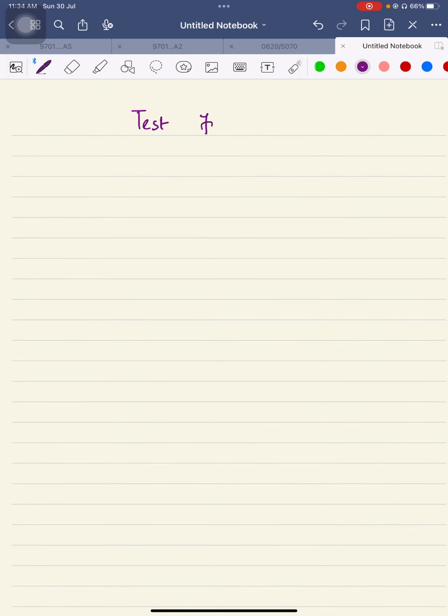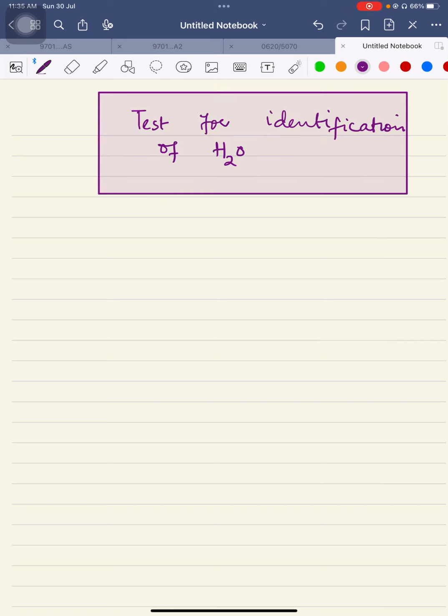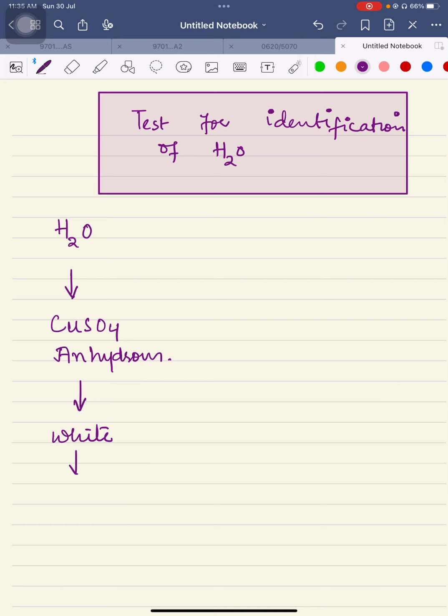Test for identification of water. Okay, so here there are two tests for identification of water. Okay, this is water. Pass it through anhydrous copper sulfate. It will change the color of anhydrous copper sulfate from white to blue.